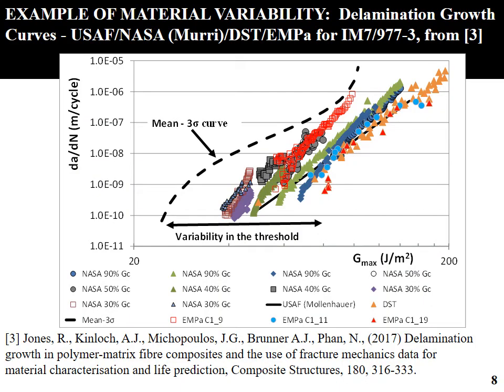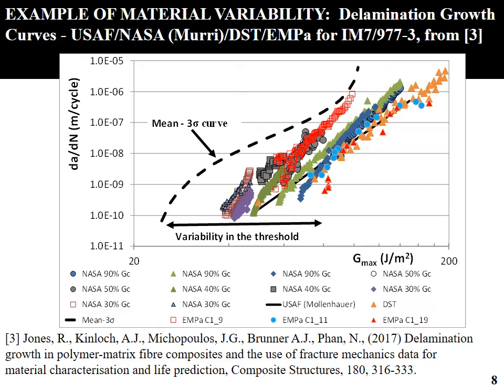To illustrate what we've just discussed, namely how it can be used to compute the mean minus 3 sigma curve, which is needed for a durability economic life assessment, let us consider the example that's been presented by Professor Kinloch in this conference on delamination growth in IM7 9773, which is a composite material that's used in the F-35 and in the Super Hornet.